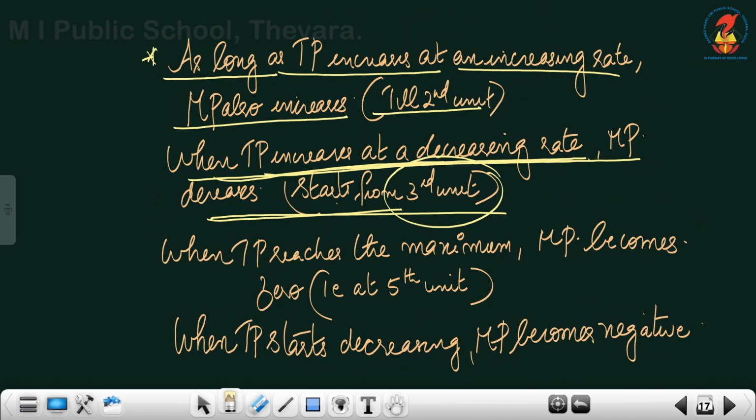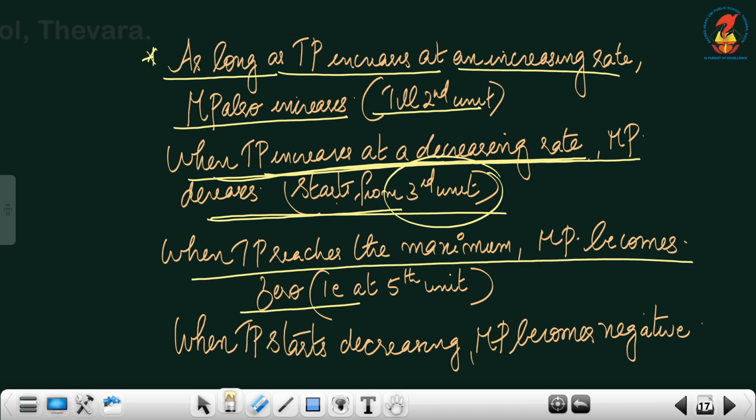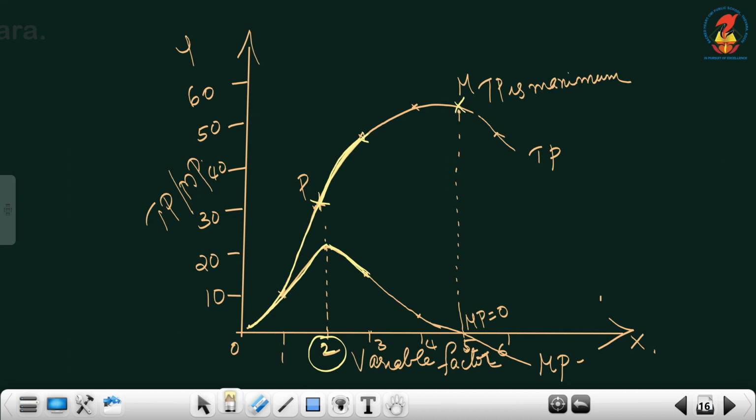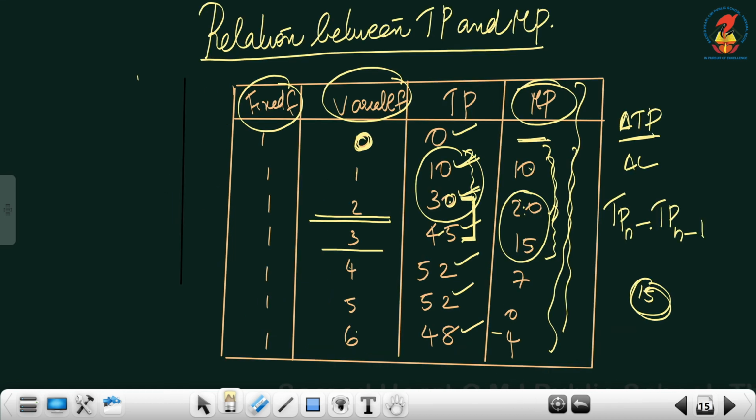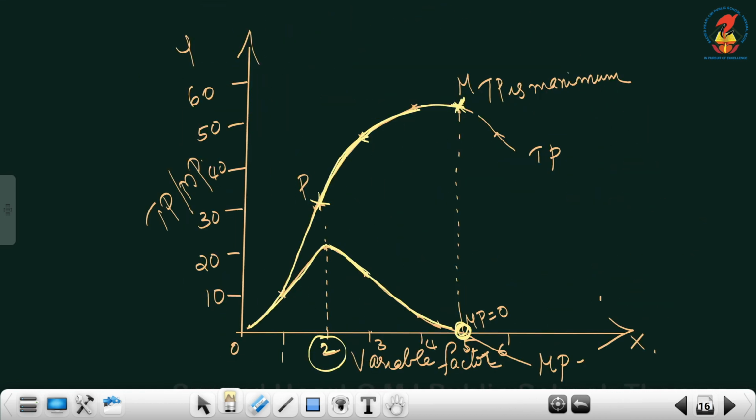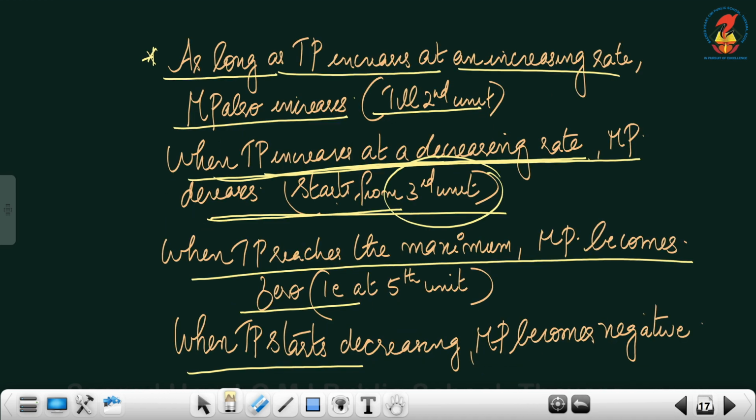Now, next relationship. When TP reaches its maximum, MP becomes 0. Here also you can show the same thing. This is the maximum point, right? When TP reaches the maximum point, MP is 0, just as in the relation between total utility and marginal utility. Now, what is the next relationship? When TP starts decreasing, MP becomes negative.